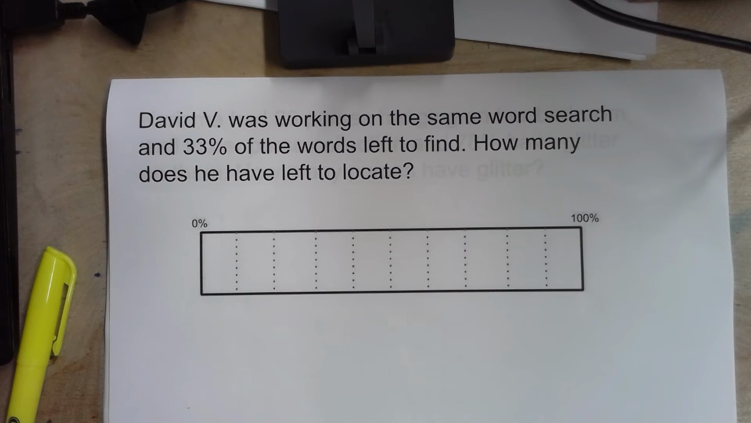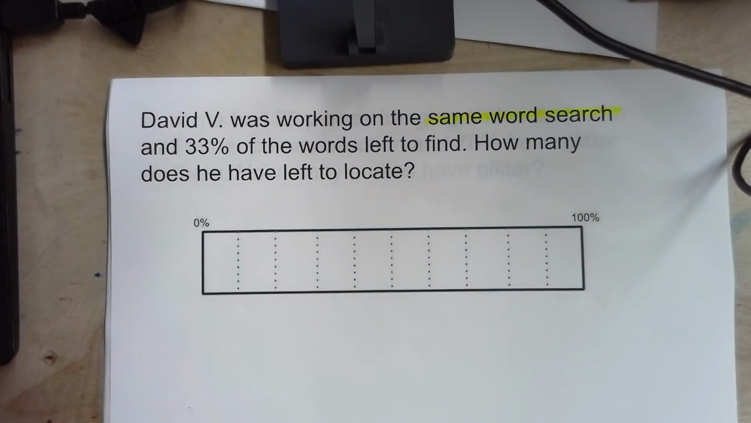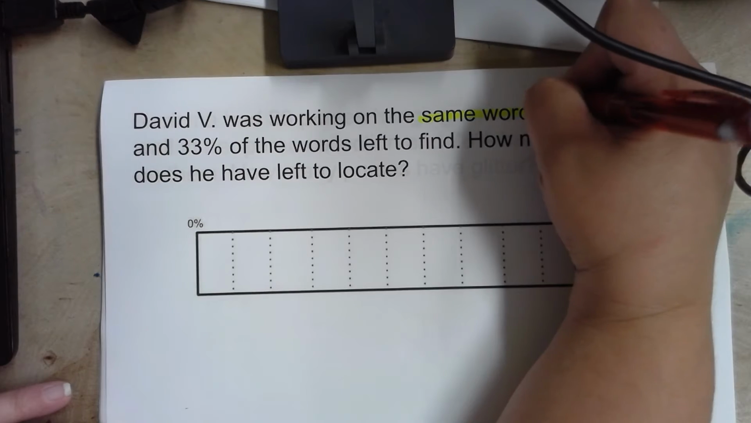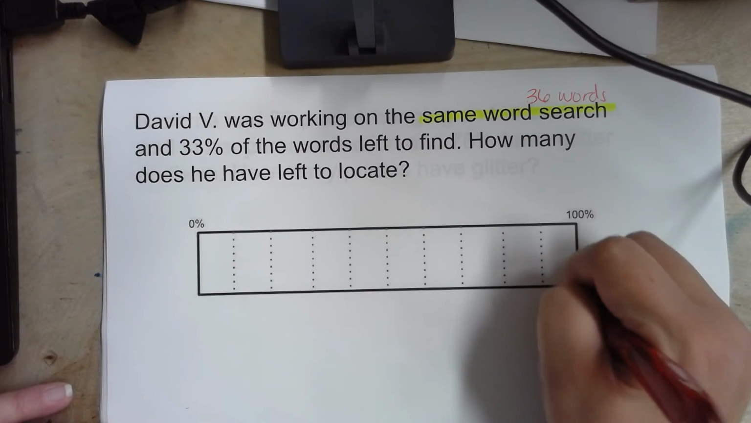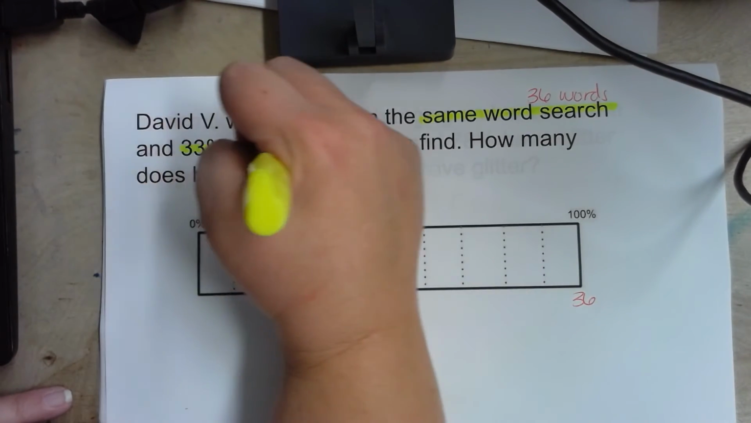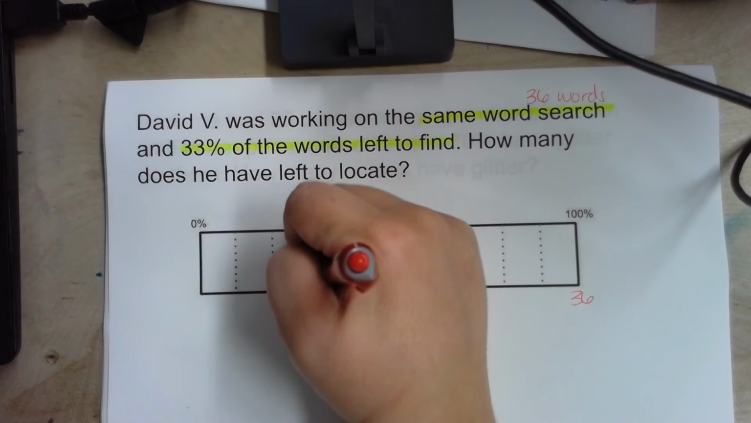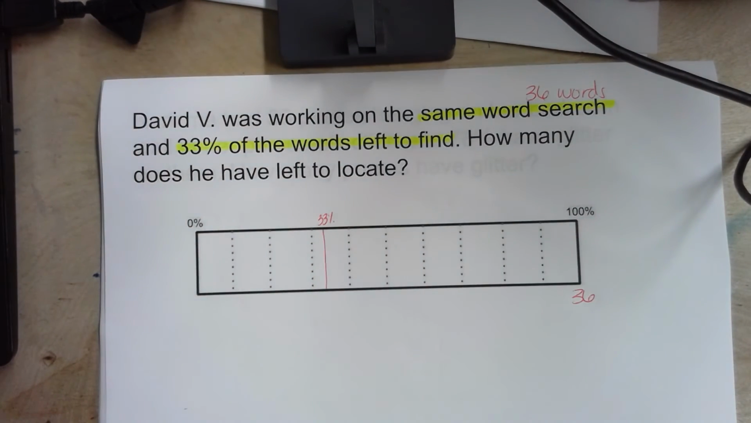David V was working on the same word search, and 33% of the words are left to find. So he has 33% of his words left to find. How many does he have left to locate? He's working on the same word search as Magnolia. What did Magnolia's word search have as the total words? 36 words, right? So I'm going to put 36 right there. And he has 33% of the words left to find. How many words does he have left to locate? Oh, right here is 33%.